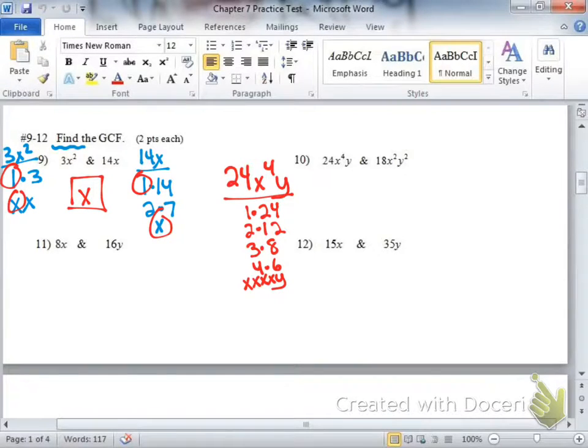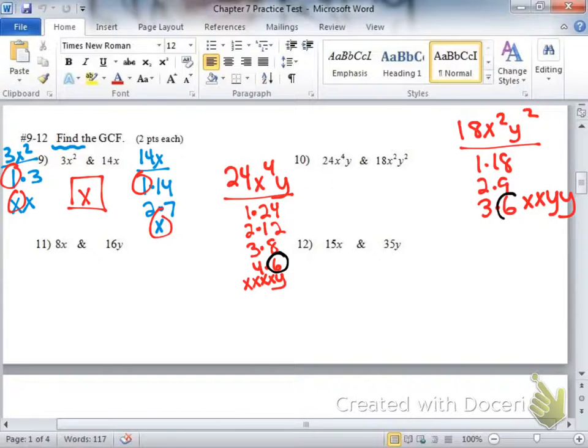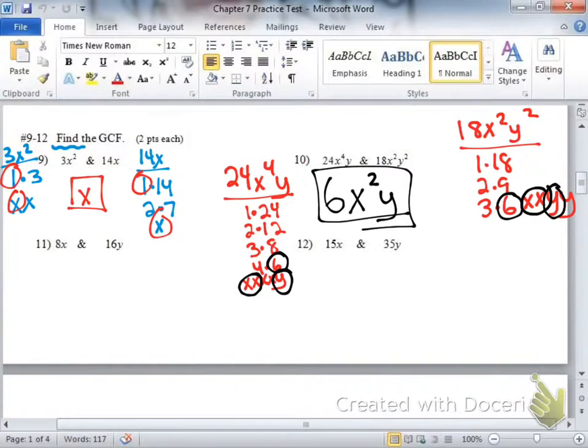Alright, number 10 is taking a little more space than I anticipated. Alright, so what's the biggest number they have in common? 6. Good. Yeah, they both have 2 x's, so x squared. And then the first one just has a single y, so y, just one y from each. Alright, so 6. X times x is x squared, and then the y. Any questions on how I got that?